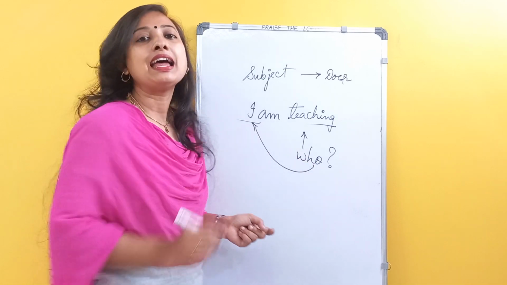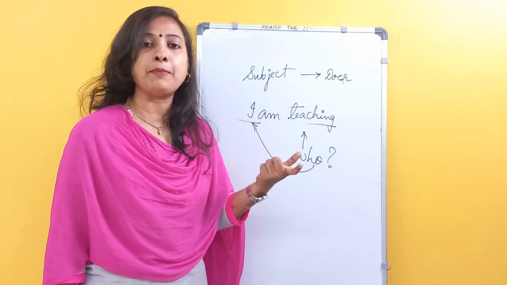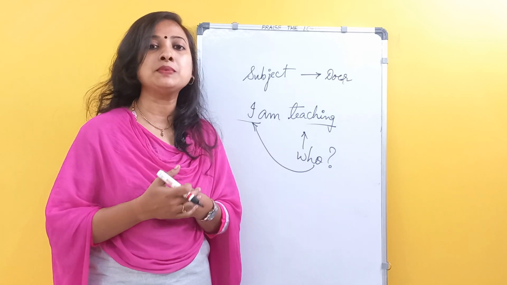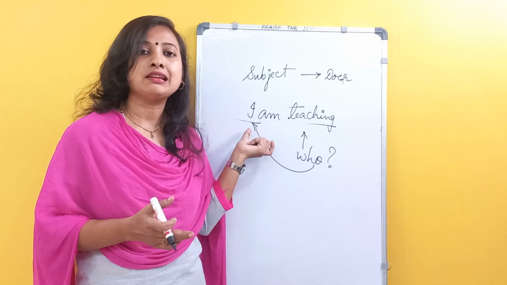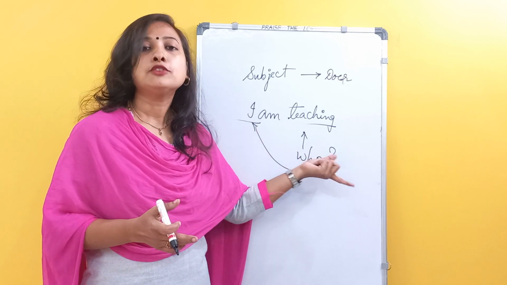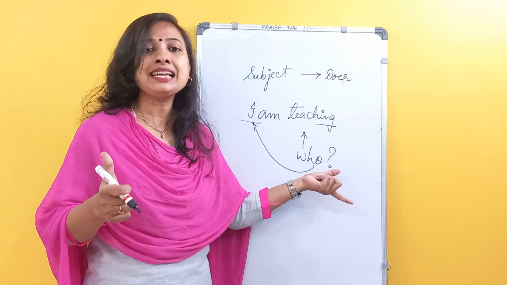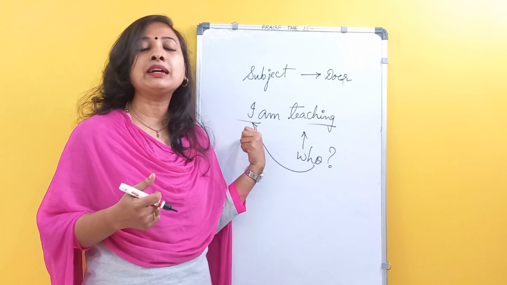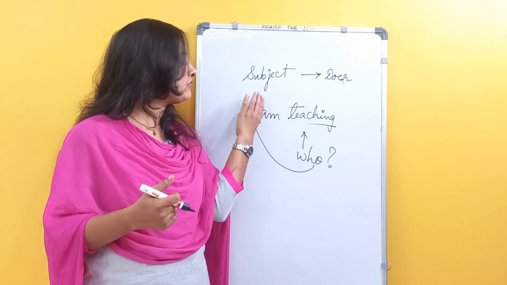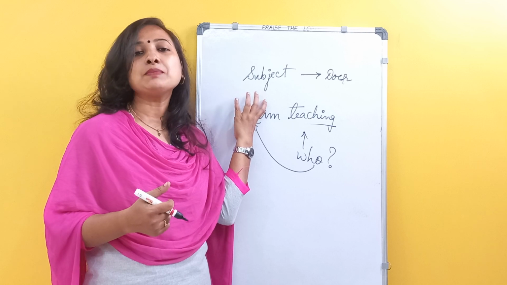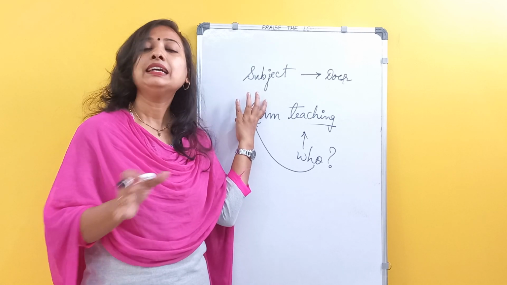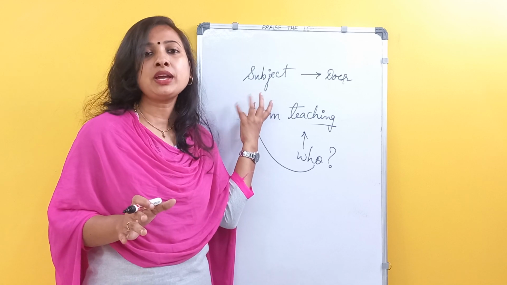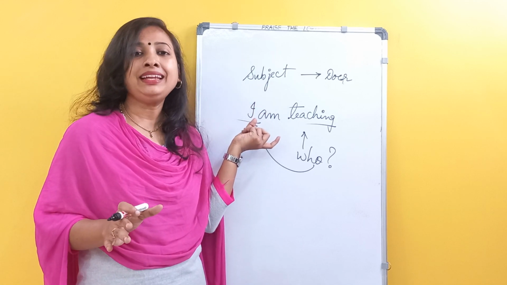I is teaching. Am here is a helping verb; when we discuss verbs in detail, I'll tell about that. But here, how to find out the subject? I am teaching. Who is teaching? I. So I becomes the subject. Suppose there is no subject, and I simply say teaching, that doesn't make sense. So subject is very important.